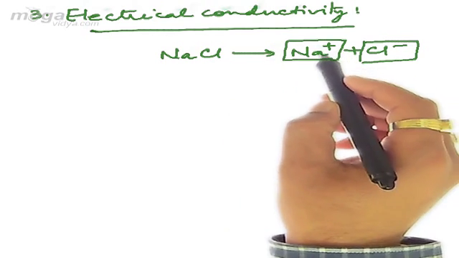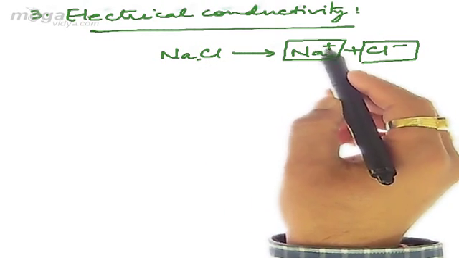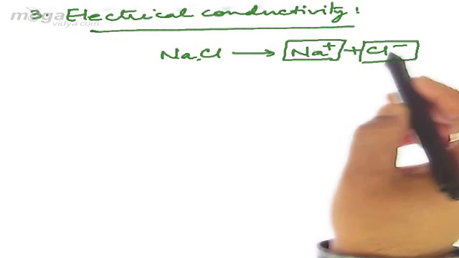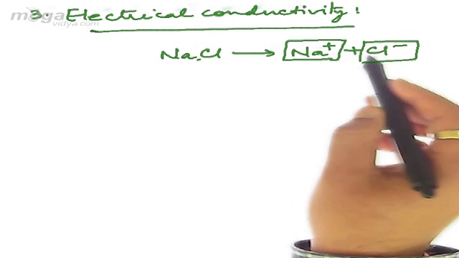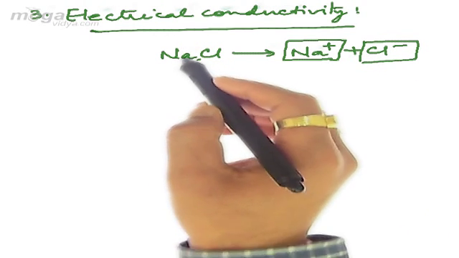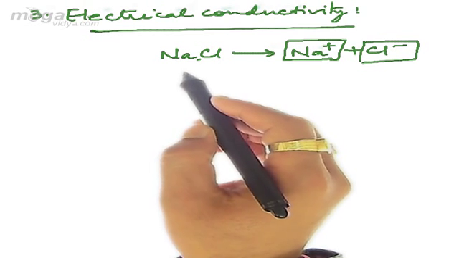Hence, in case of ionic compounds, there is presence of positively charged cation, like in NaCl we have got Na positive, and the negatively charged anion, that is chloride ion. These ions or charged particles, on migration, on mobility, will lead to electrical conductivity. Now, in this section we shall be observing how we can compare the electrical conductivity of different ionic compounds.